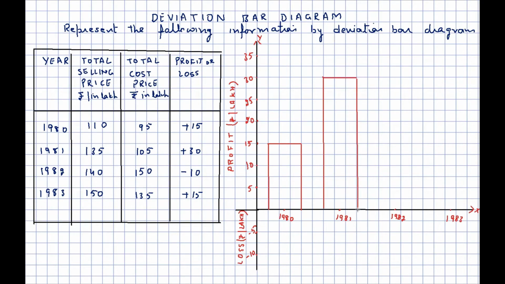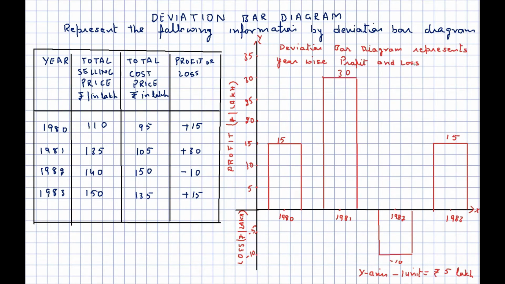When there is loss, show it below the baseline, that is minus 10. So in 81-82 there is minus 10. So you will draw the bar graph below the baseline. In 82-83 there is again profit. So you will draw bar graph above the x-axis. So write the scale as well as the title.